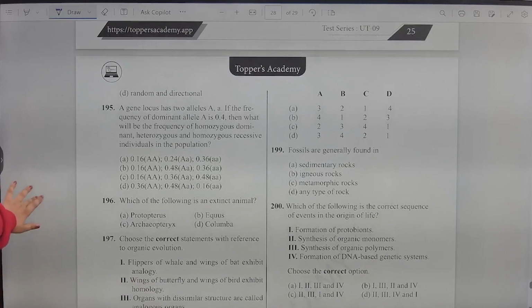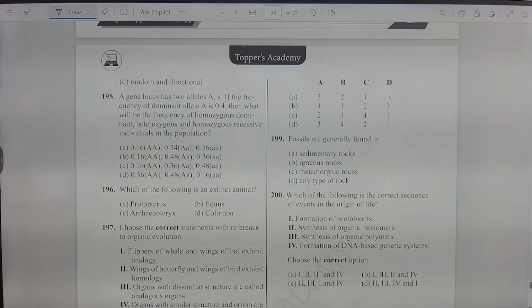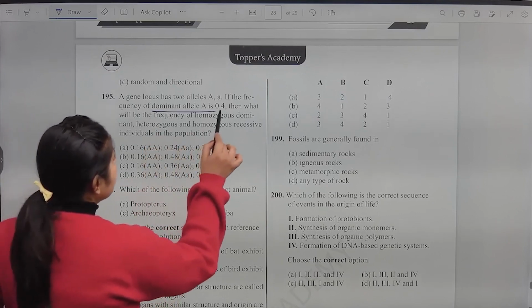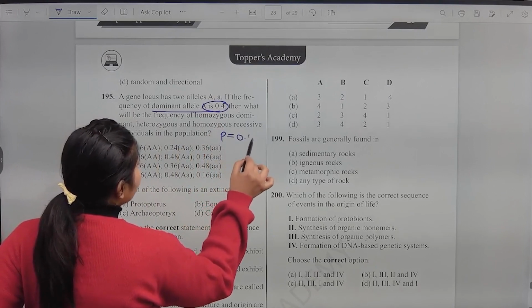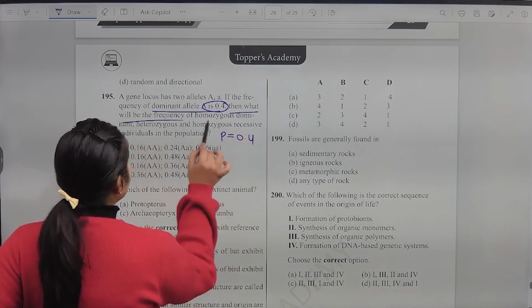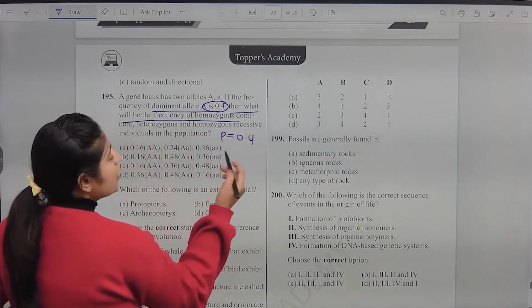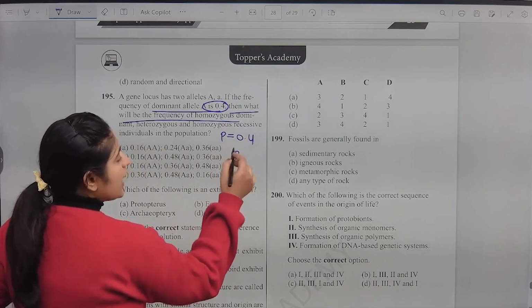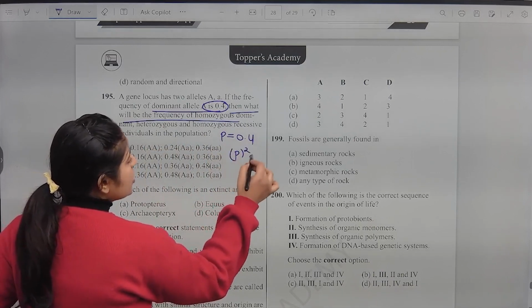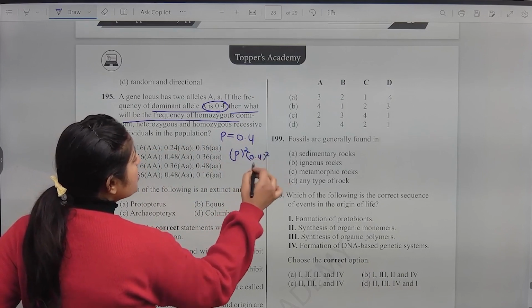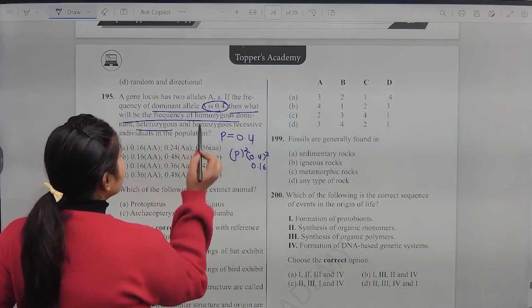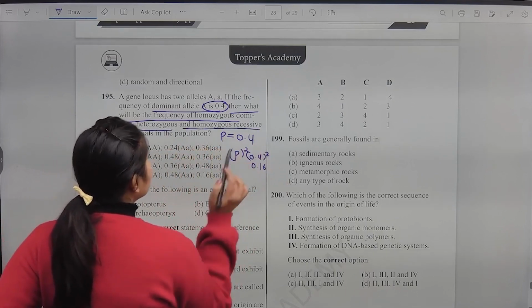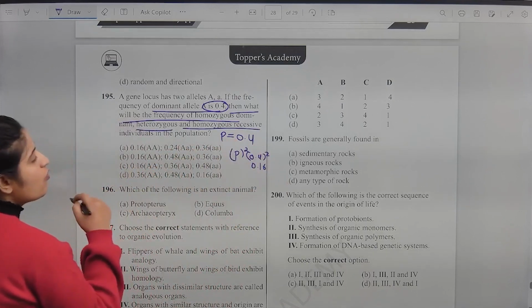Next, you have a gene locus has allele A. If the frequency of the dominant allele is 0.4, P equals 0.4, then what will be the frequency of homozygous dominant? So how do you find the homozygous dominant? P square. So 0.4 square will be 0.16, yes or no? Then you have to find the heterozygous and the homozygous recessive.